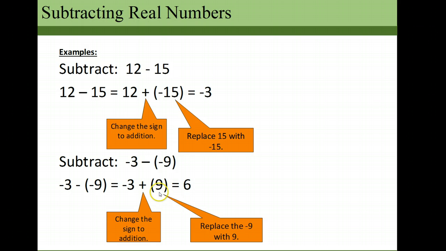Why am I moving to the right? Because 9 is a positive number. So on our number line model, if we start at negative 3 and move 9 units to the right, that would be what? Start at negative 3, so negative 2, negative 1, 0, 1, 2, 3, 4, 5, 6. Yes? That's why we get a 6 here at the end.